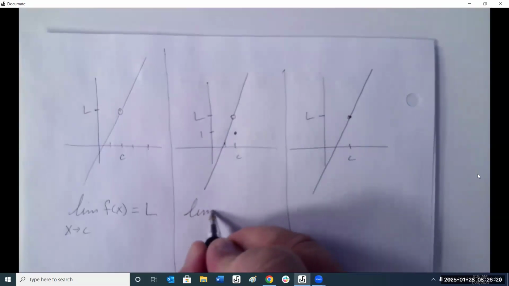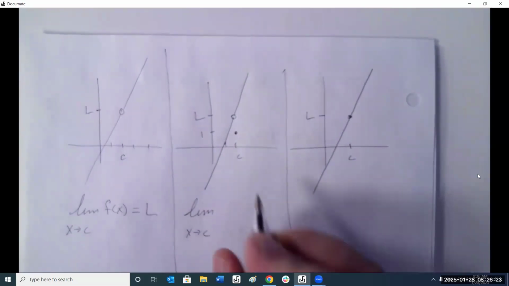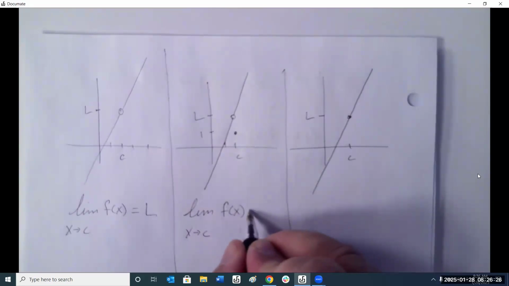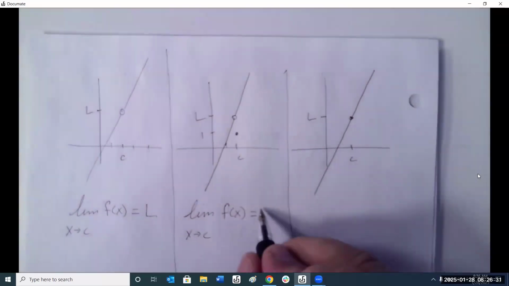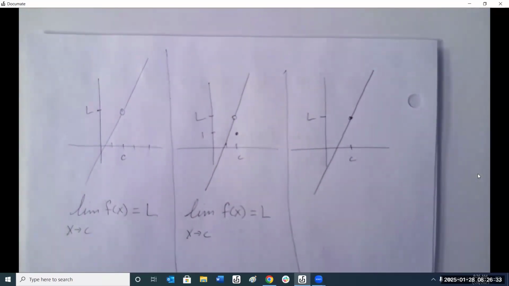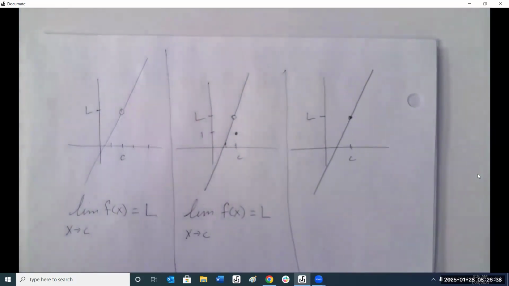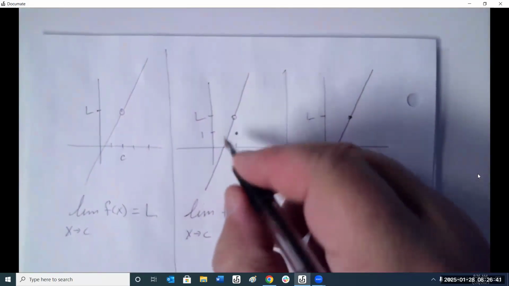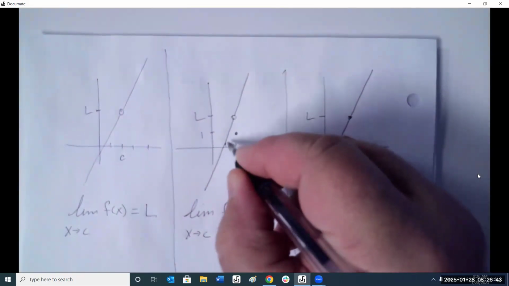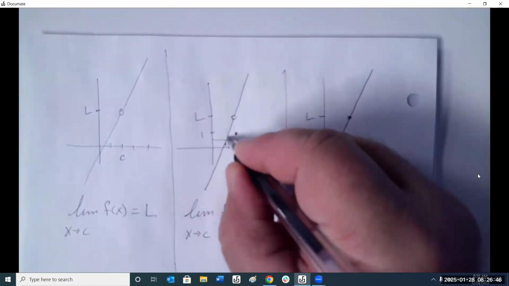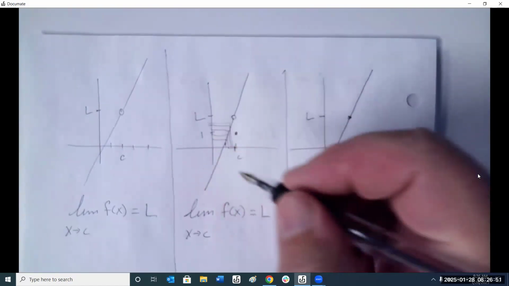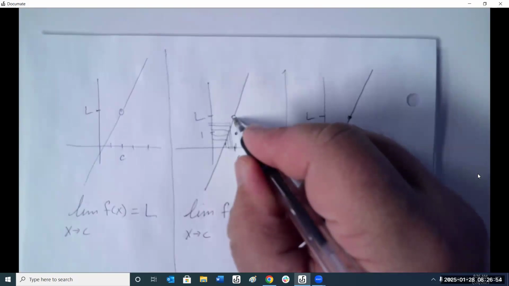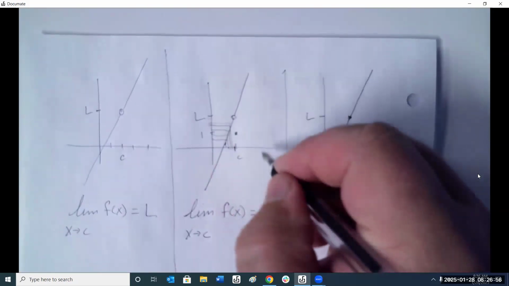In this one, as x approaches c, what is my limiting value? L. It's a good guess. But think about what we just said. As we get closer to c from this side, or we're already past it, as we're getting closer to c, we're approaching this value here, which is L. And same thing from this side.